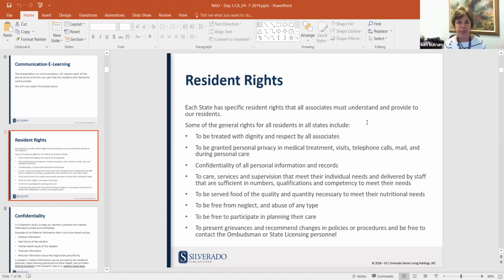They have the right to participate in planning their care, which might even mean that they attend a service plan meeting. And they have the right to present grievances and recommend changes in policies and procedures, and to be free to contact the ombudsman for the community or even the state licensing personnel. So those are all resident rights that every state requires that we provide for our residents. Then each state has more specific requirements or resident rights, and you will learn about those as you take the resident rights course for your specific state.